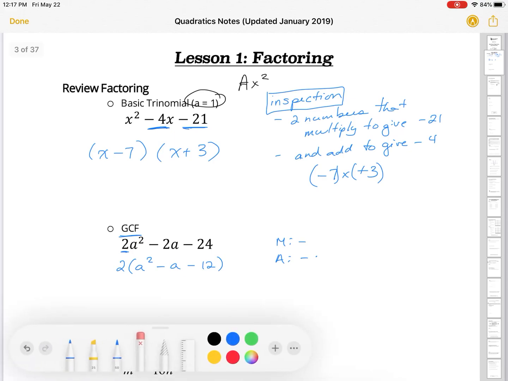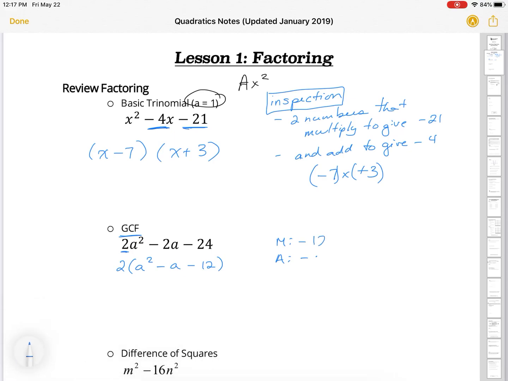And then I'm looking for two numbers that multiply to give me minus 24 and add up to... I went back to the original equation. They multiply to give me minus 12 and add up to minus 1. And the two numbers are going to be minus 4 and positive 3. Minus 4 times positive 3 gives me minus 12. Minus 4 plus positive 3 gives me minus 1.